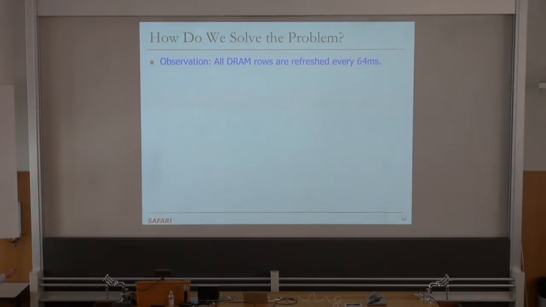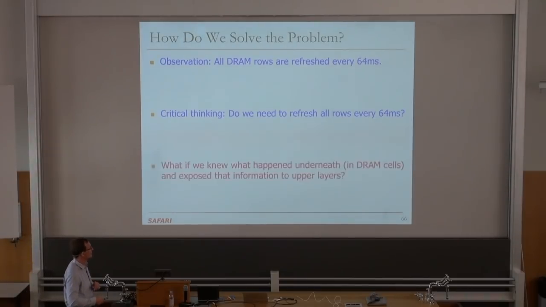But one idea is: all DRAM rows are refreshed every 64 milliseconds today. Do we actually need to do that? The critical thing is, do we need to refresh all rows every 64 milliseconds? Not allocated rows, for example. You don't want that. But what if we actually knew how much each row needed to be refreshed and exposed that information to the upper layers? Upper layer meaning it could be the memory controller, it could be the operating system.